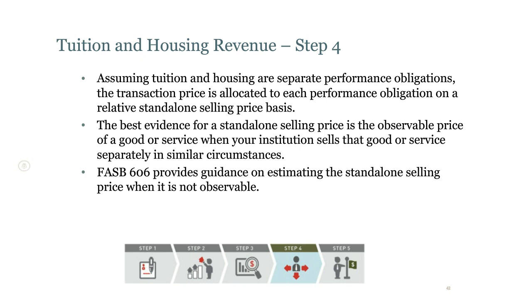So the best evidence is looking at if one of those items you have a price for whether or not you sell it on a standalone basis. An example I could think of is if you provided a tuition for a student who lived on campus, and it would be the same tuition as someone who was commuting into campus. So you probably have a really good estimate for what the tuition price is, and then probably anything else would be housing.